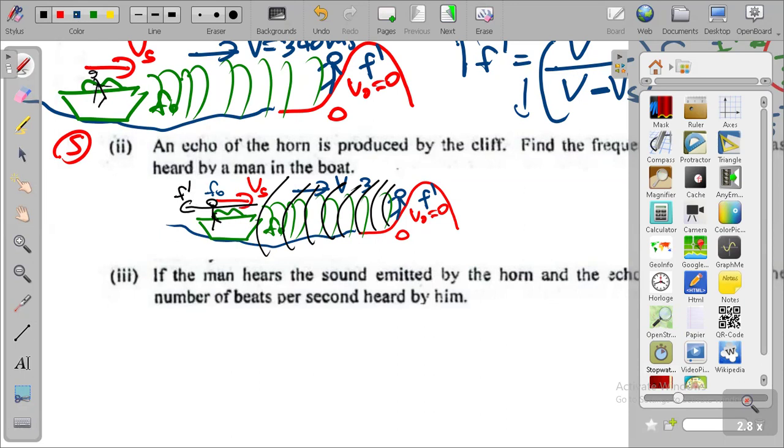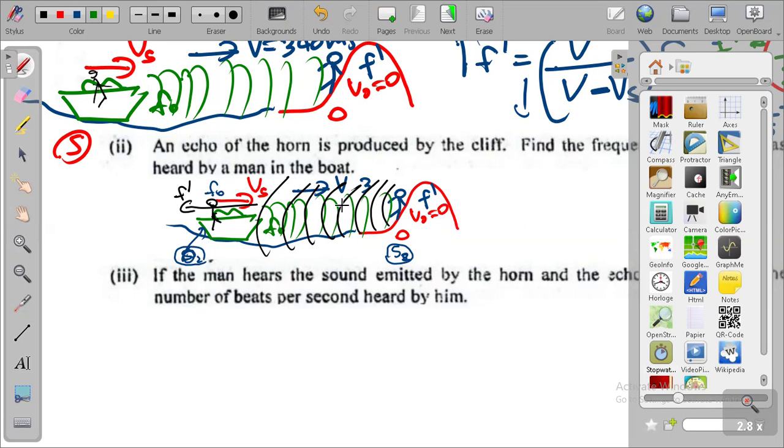F dash. The clip reflects the sound, with F dash as the secondary source. Now this one is no longer the observer, it is going to be X2 because it is the secondary source. Now the board was the sound source, and it became a secondary observer.